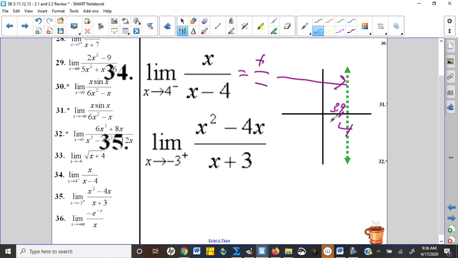No matter how close I get to 4 from this side, the top's going to continue to be positive, and the bottom, for numbers like 3.99 or 3.999, is going to continue to be negative. What that means is I'm going to get bigger and bigger negative numbers, going towards negative infinity. So that's why the answer for 34 was negative infinity.